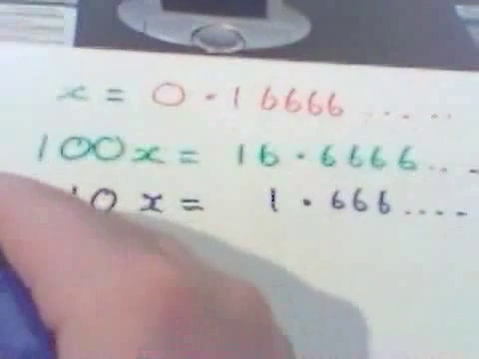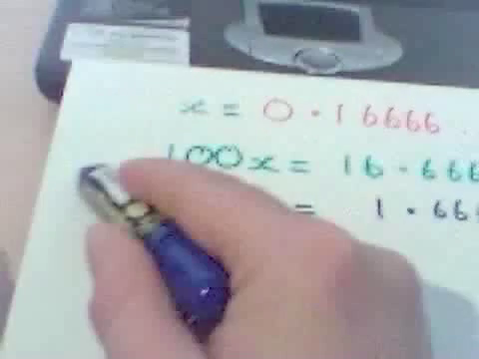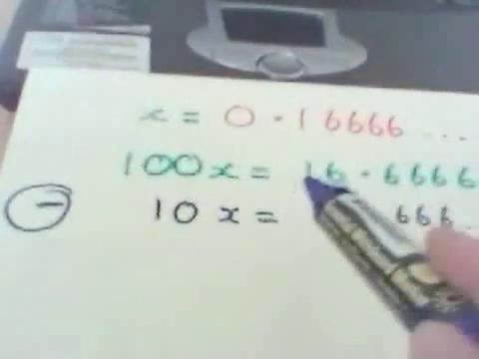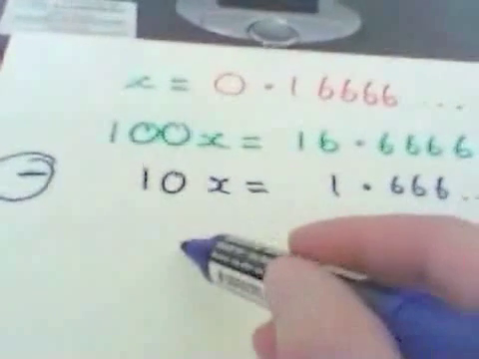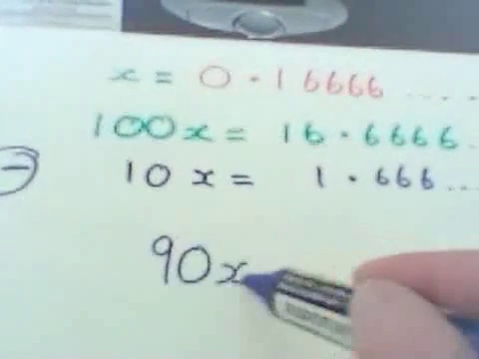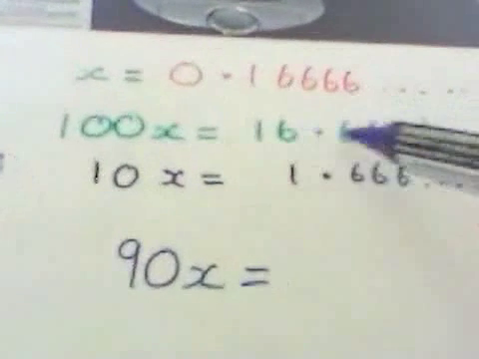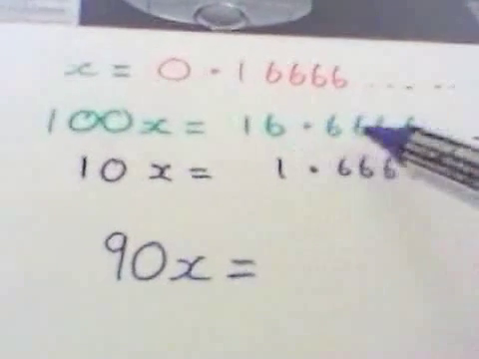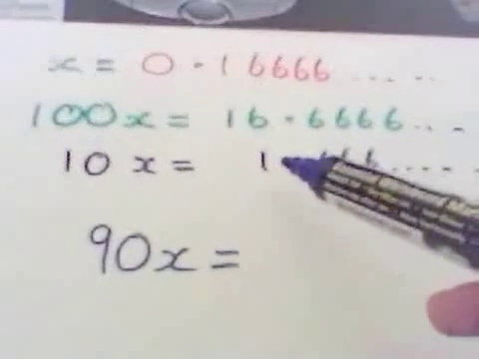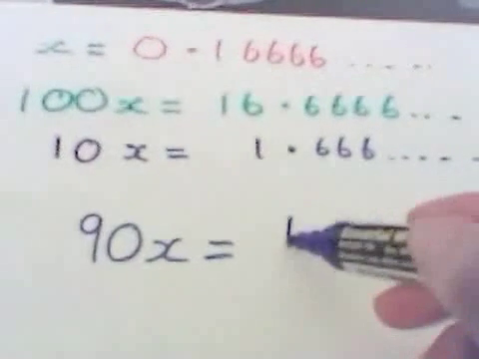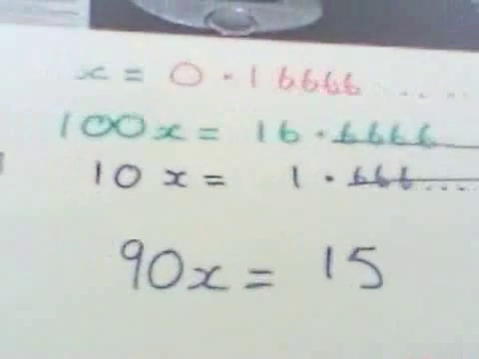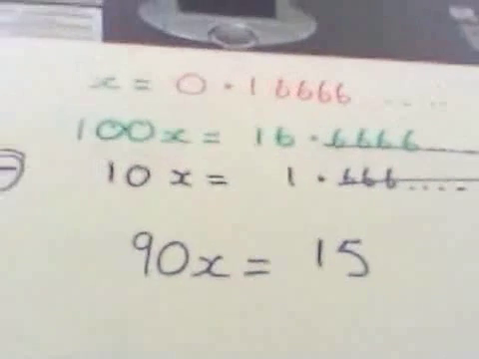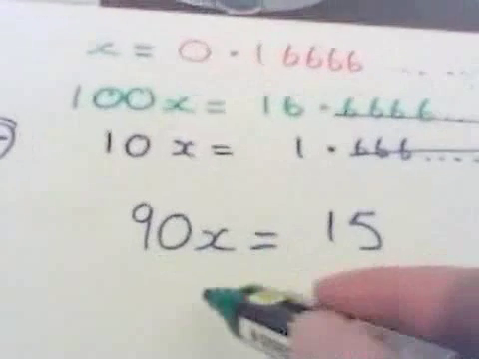If I subtract 10x from 100x, I'm left with 90x. Now, if I do this to this side as well, 16.666 take 1.666 leaves me 15. All of my recurring decimals have now gone. I can now solve this.